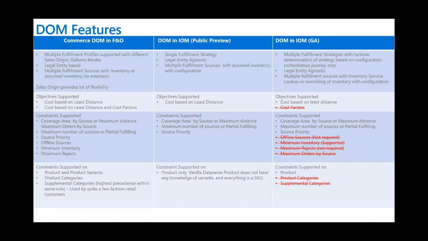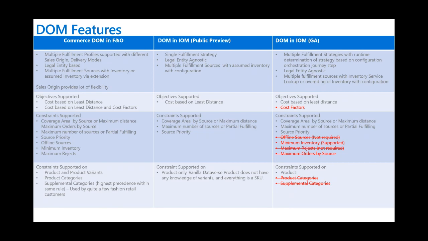And as we are built on top of the Dataverse model, we are legal entity agnostic, meaning if you had multiple legal entities, you could use DOM and IOM to fulfill orders across different legal entities. We are not a financial document. As long as the fulfillment source is the closest, we will find the best one.